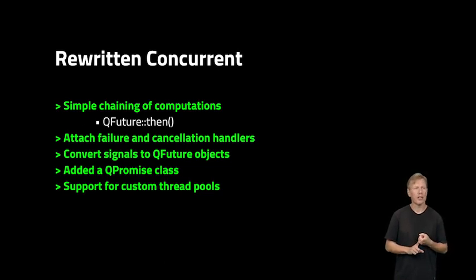Concurrent has now gained a lot of support that makes multi-threaded computing much, much easier. We've added support for chaining of computations using QFuture::then. You can easily attach failure and cancellation handlers. You can convert signals to QFuture objects so that you can do stuff with them. Once the signal gets emitted, you can trigger a chain of asynchronous computations very easily. We also added the QPromise class and support for custom thread pools.